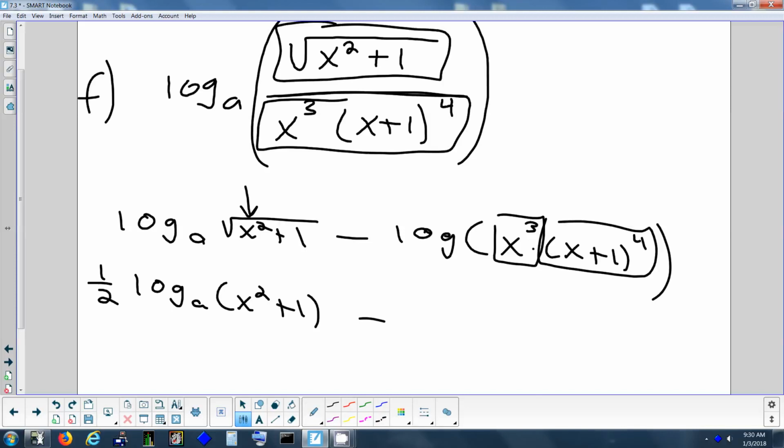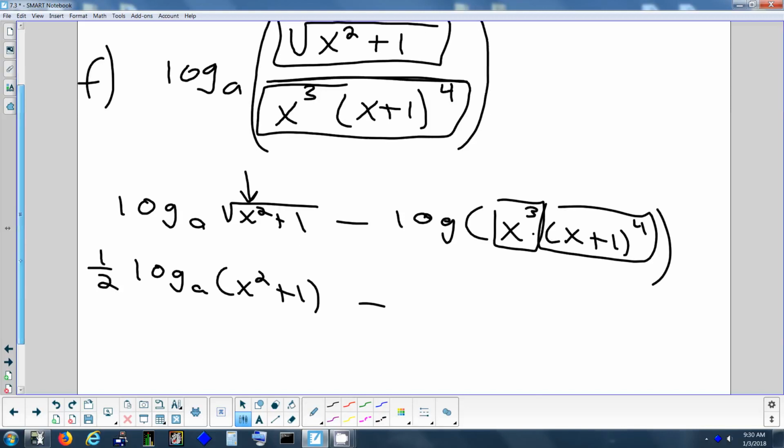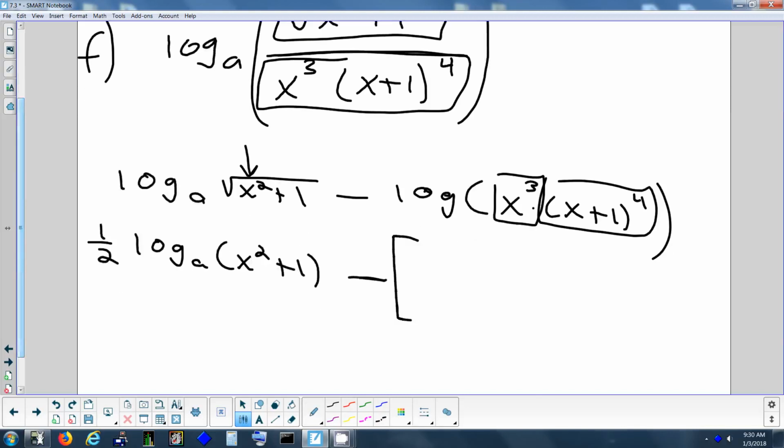Second log, it's a product. Paige, how does a product split? As a sum. So I'm putting brackets because I'm subtracting this whole thing. I'm about to split that into two pieces. I'm not just subtracting one of the two pieces, I'm subtracting the whole thing, because that's how it is right now. That whole thing is subtracted. So that's why I put brackets. So I'm going to have a log plus another log.